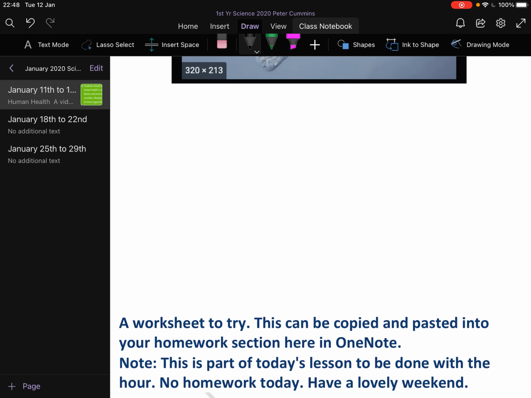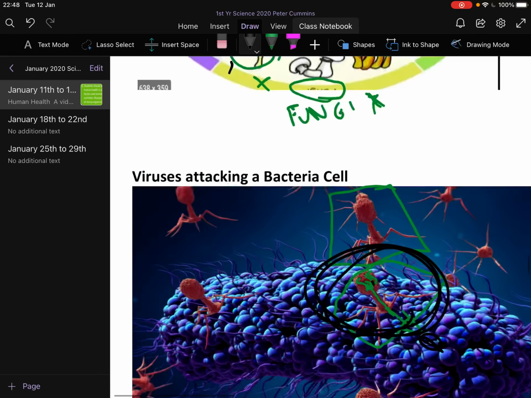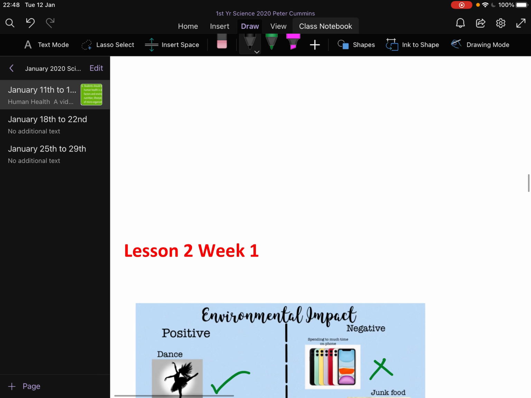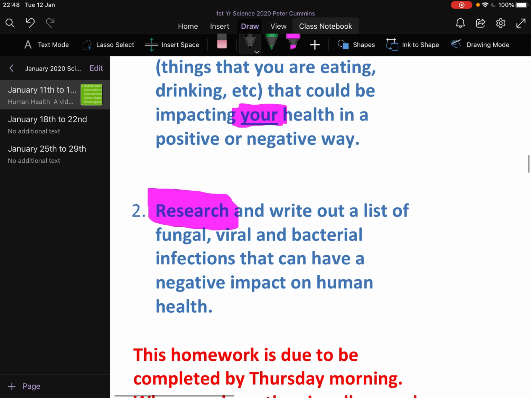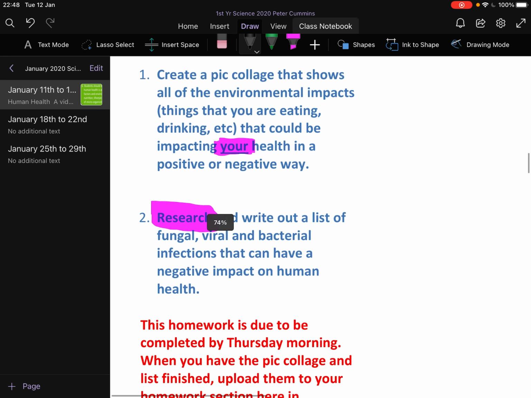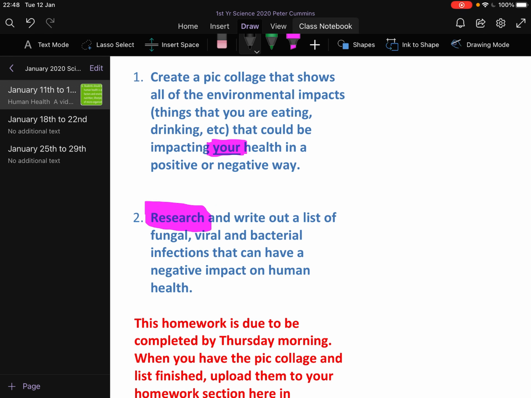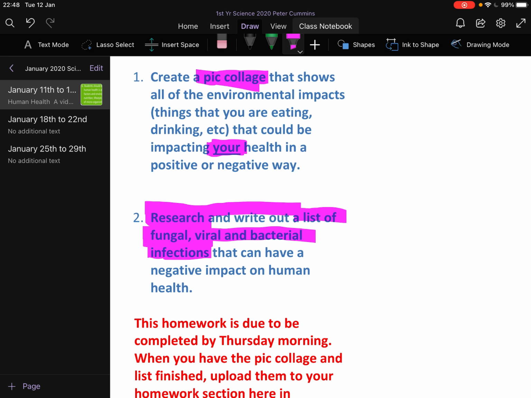Now, I'm going to go back up here to the homework for a second. I've given you quite a good bit to do, and I'd say about 2/3 of you have it done and uploaded to the homework section of your OneNote, which is great. But I do want this done more so than below. I do want the pic collage created, and also the list of fungal, viral and bacterial infections, because I think they are important when it comes to having those done come exam time in 3rd year. So it's one of the more important things in crossing off this learning outcome.